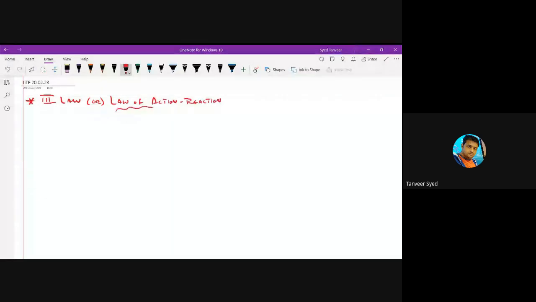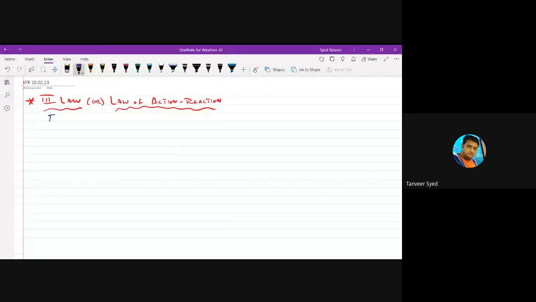Law of action-reaction. So it is a very simple, easy, and famous statement for Newton's third law. What does it say? Every action has an equal and opposite reaction.